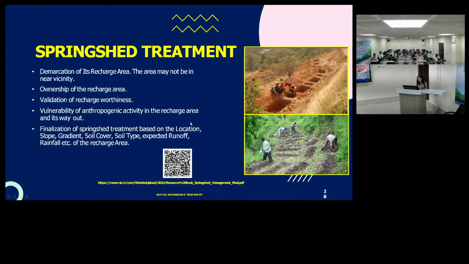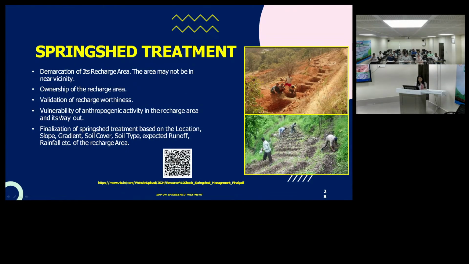Then the Springshed treatment. This is an image. You can go through how Springshed trenches are constructed to revive or increase the discharge of that area. See the demarcation of its recharge area. The area may not be near the vicinity. The spring may be located here in the downstream. So they have constructed trenches here so that water can percolate down and then it will recharge that spring.